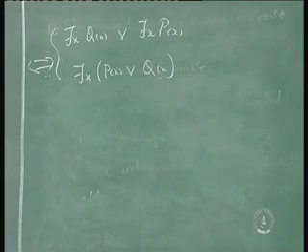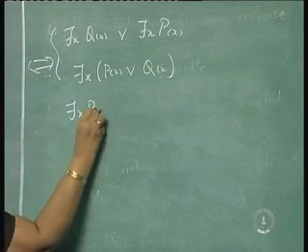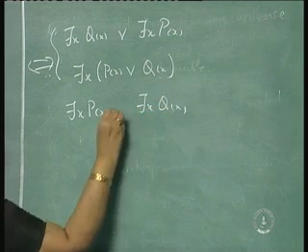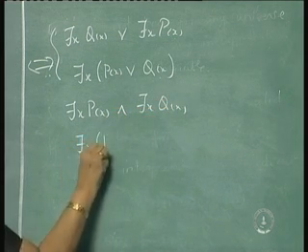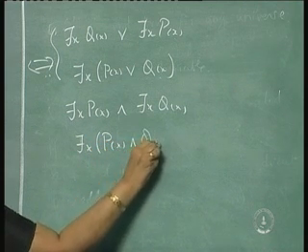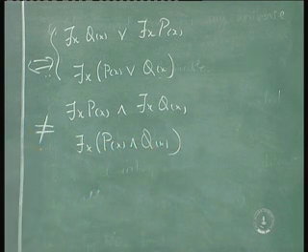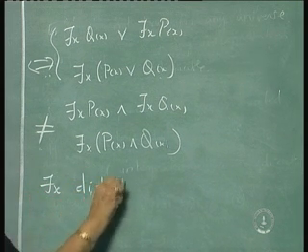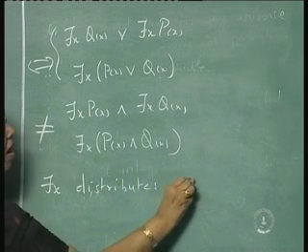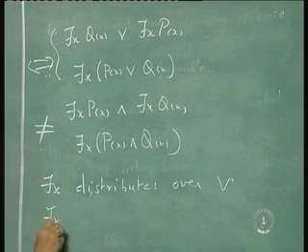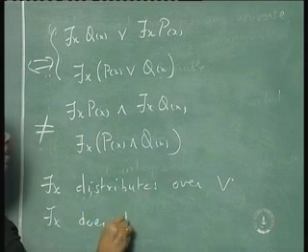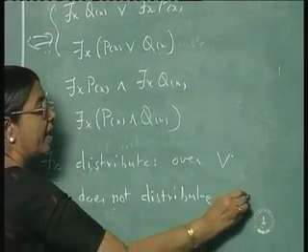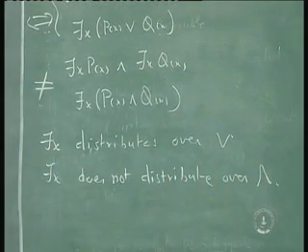Whereas there exists x P of x and there exists x Q of x, and there exists x P of x and Q of x, this will not be equal. So, there exists distributes over or, there exists x does not distribute over and.